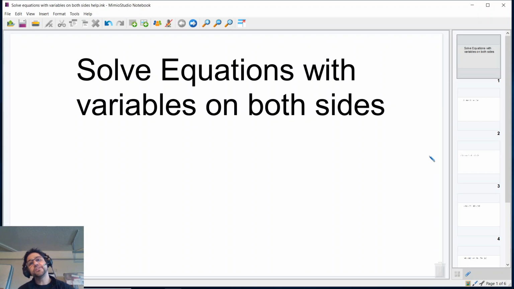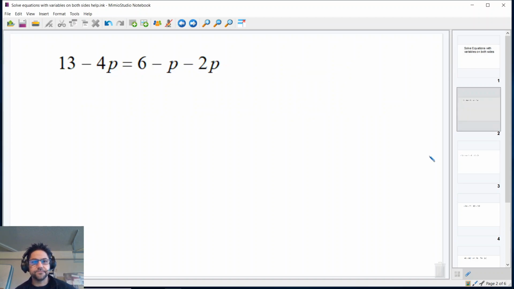So we might still have to use the distributive property. We might still have to combine like terms. But at the very end, we have our variables on both sides. So we'll discuss that information just like we did back in August. So, starting off with some sample problems. Again, these are not directly from your homework.